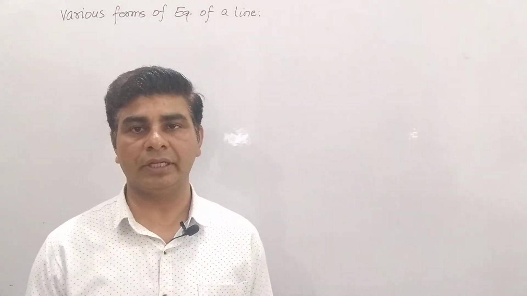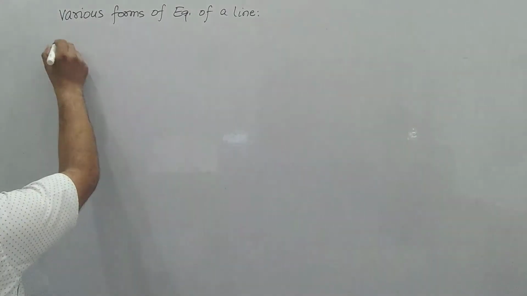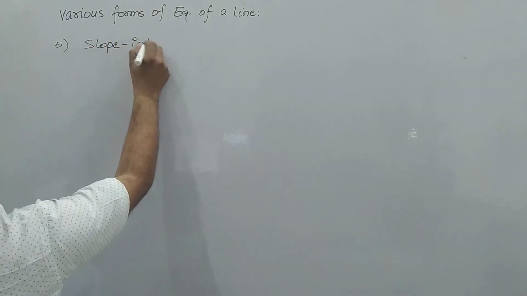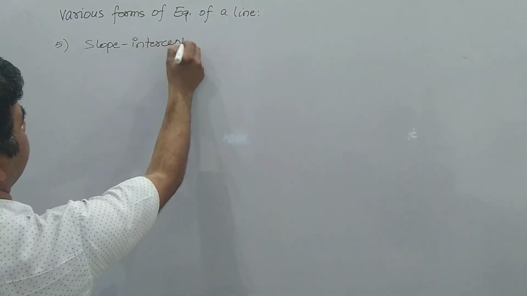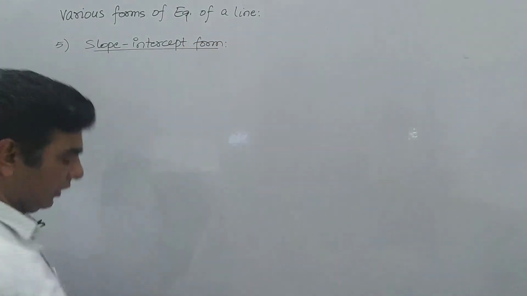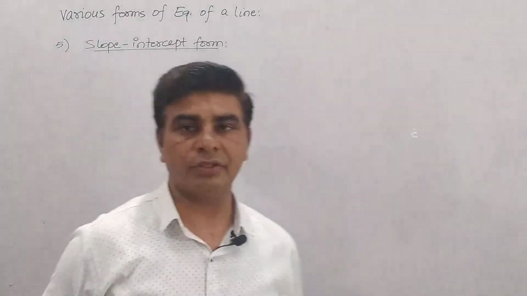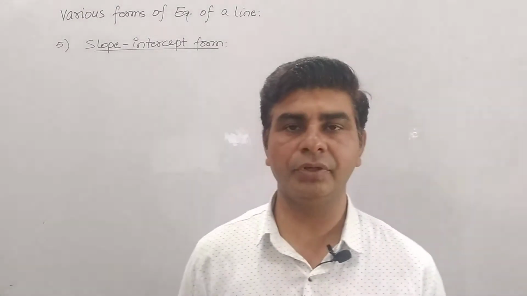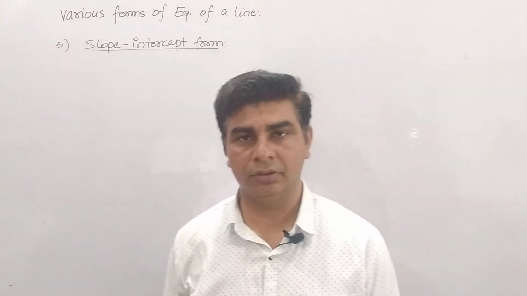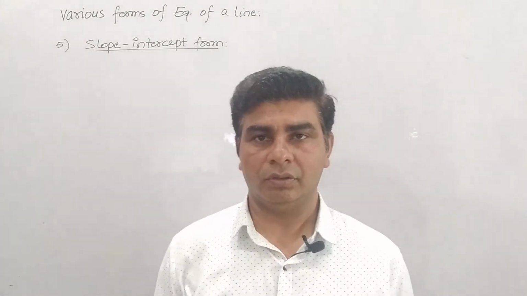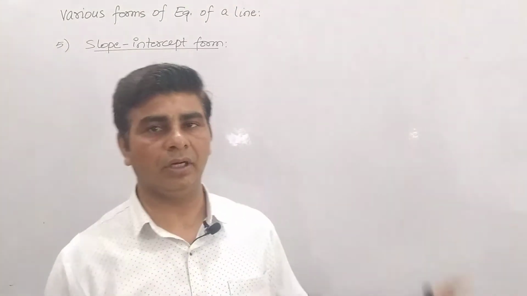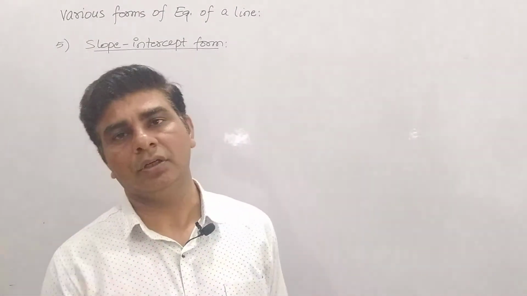Let us discuss the next form, which is known as slope intercept form. What does it mean? It means that the condition will be given to you in which the slope of the line will be given to you, and the intercept made by the line on the y-axis or x-axis will be given to you. The intercept may be given on the y-axis or x-axis.